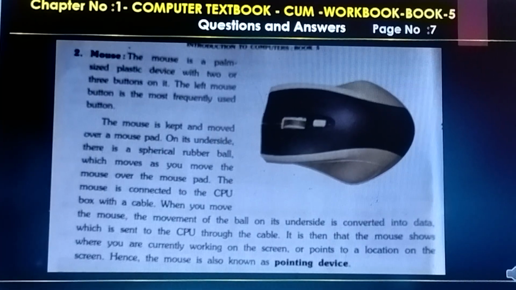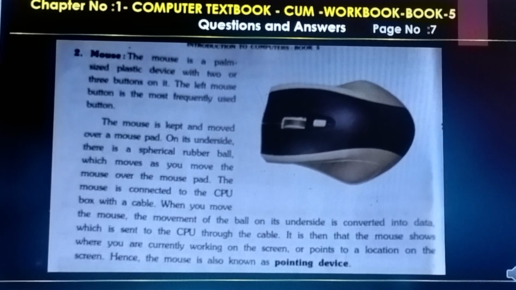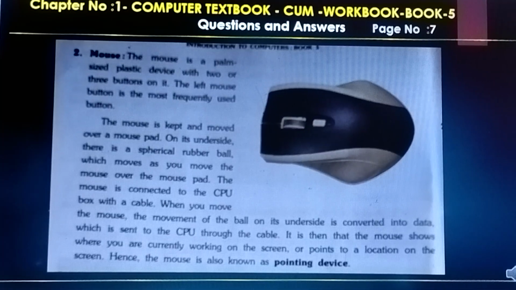Mouse. The mouse is a palm-sized plastic device with 2 or 3 buttons on it. The left mouse button is the most frequently used button. The mouse is kept and moved over a mouse pad. On its underside there is a spherical rubber ball which moves as you move the mouse over the mouse pad. The mouse is connected to the CPU box with a cable.